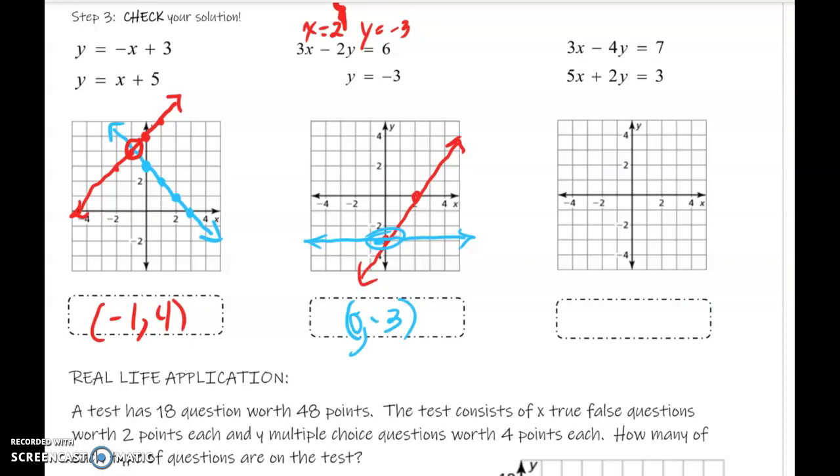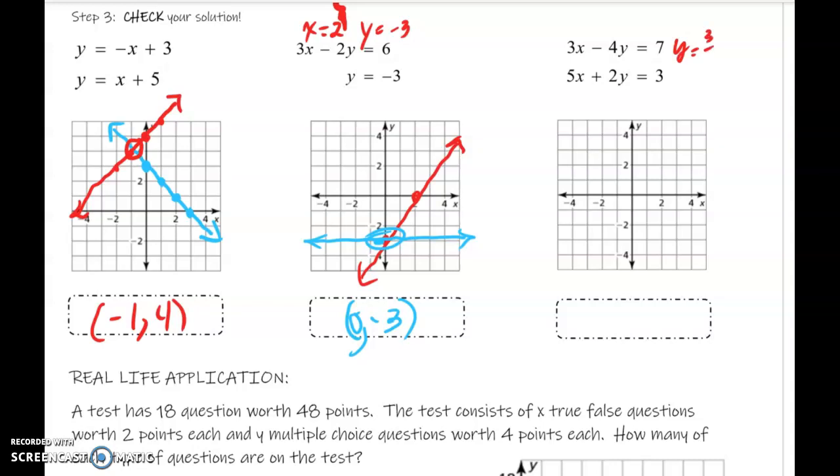Okay, last graph. Okay, this one's a little bit more complicated, so let's take a look at this. So we have 3x minus 4y equals 7, and if you notice, I can't graph using intercepts because 3 and 4 are not factors of 7. Same thing down here, 5 and 2 are not factors of 3. So my only option here is to change those to slope-intercept form. So in interest of saving a little bit of time, I did the work on my paper and you would too, but I'm going to show you the solution.